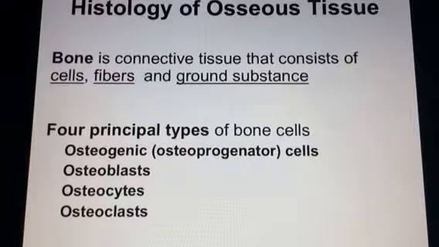Well, you know that connective tissue has to have cells and fibers and also that matrix or ground substance. Bone is not so bad because there's only 4 types of cells, except that they all sound so much the same, so it gets a little confusing. So make sure that you've got a way to remember them. You'll definitely see an essay question on a quiz about this. So osteogenic, osteoblasts, osteocytes, and osteoclasts.